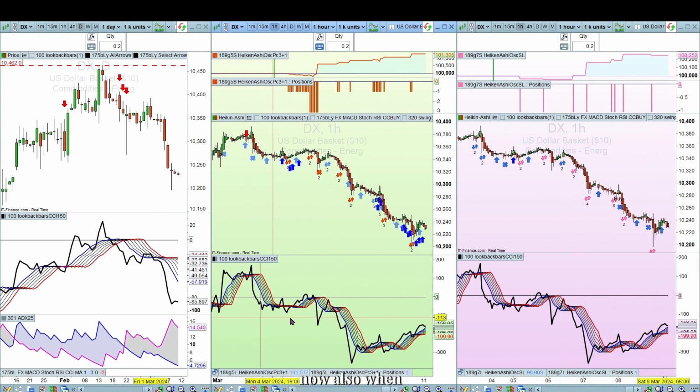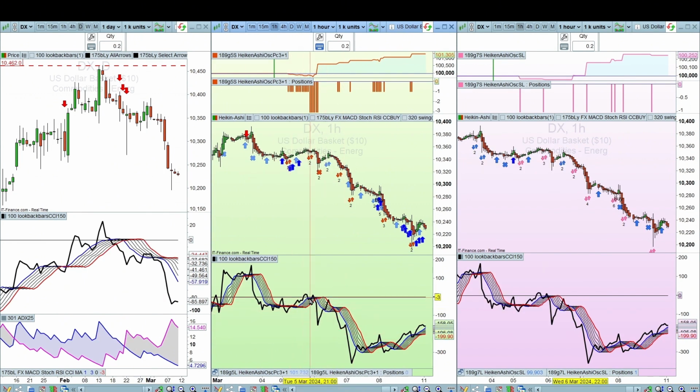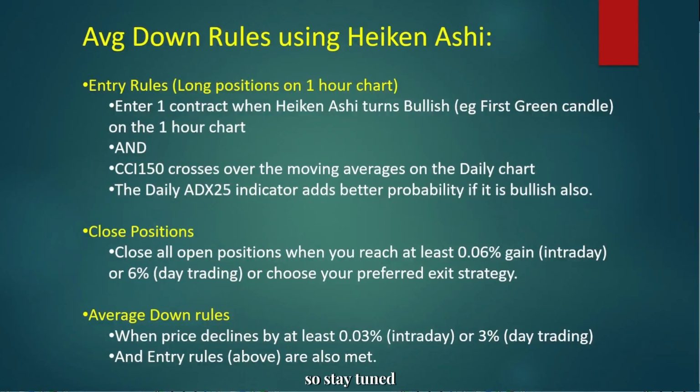Now, also when you do trade this, and I've got the trading rules at the end of the video, just stay tuned for that. When it breaks above this moving average band, you're probably wise to stop the trade if you can catch it on the 1 hour time frame. Otherwise, just let it go on the daily time frame. So stay tuned to the very end of the video.